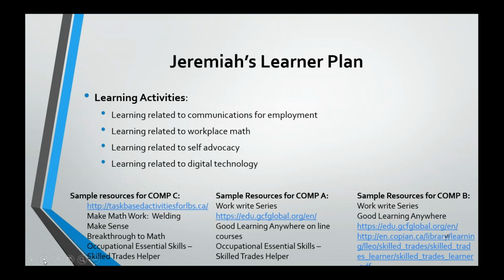So if we take a look at Jeremiah's learner plan, we see we've got learning related to communications for employment. That would be under competency A and competency B. We can also identify some learning related to workplace math under measurement. We could identify learning related to self-advocacy, such as working as a team member, speaking skills, and other soft skills. And there could be activities related to digital technology and learning online.